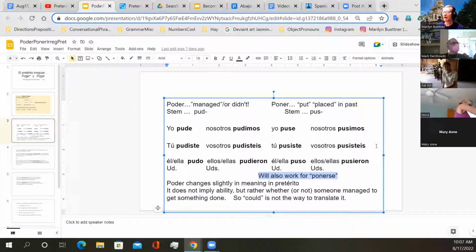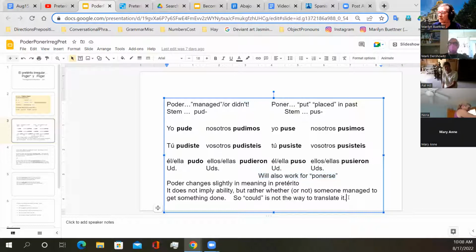Or if we use that verb poner in its reflexive form, ponerse. So ponerse is to put something on your body, like put cream on your body, put clothing on your body, put jewelry on your body, right? Ponerse is a very useful verb to say you're putting some article of clothing on.